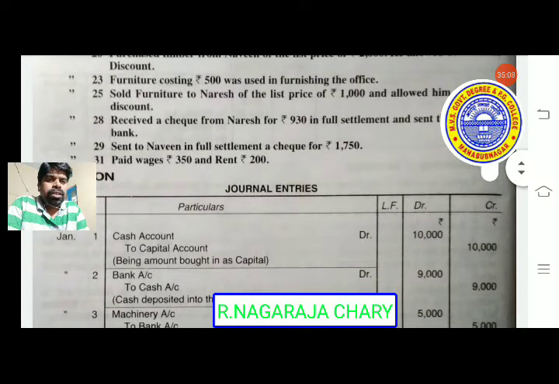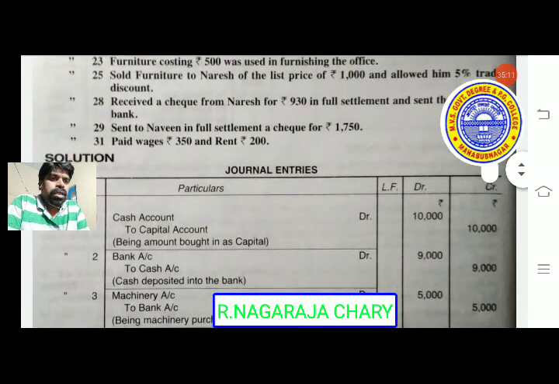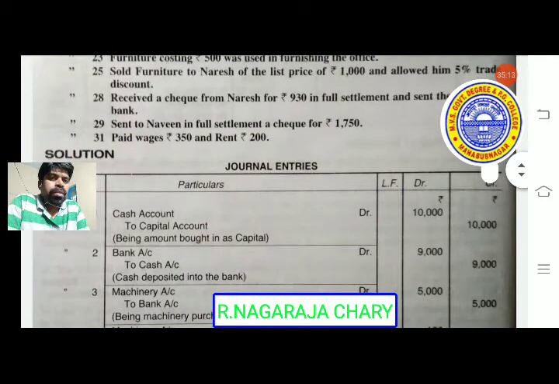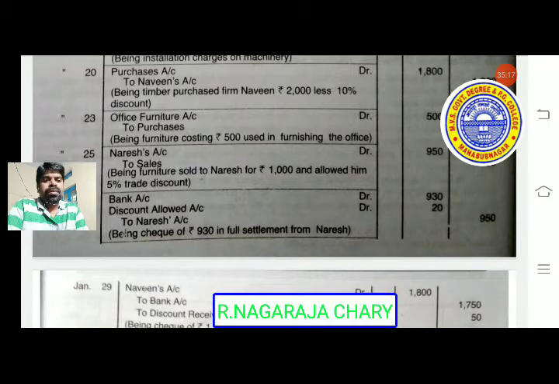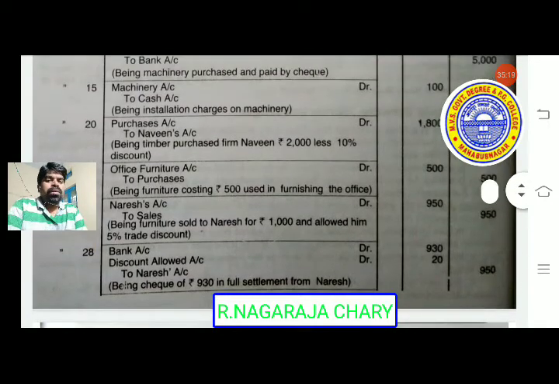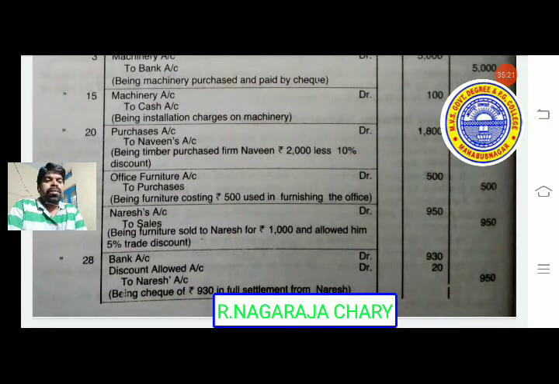Next, sold furniture to Naresh of the list price 1000 and allowed him 5% trade discount. So furniture worth 1000 rupees, with 5% trade discount. We are selling to Naresh, so Naresh is the receiver. That is why Naresh account debit to sales account.